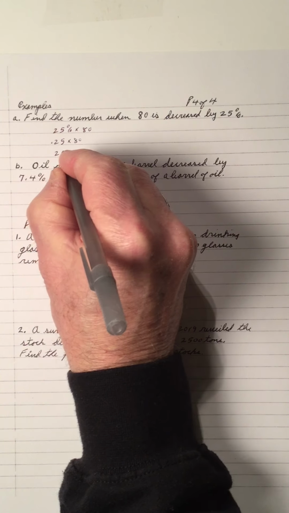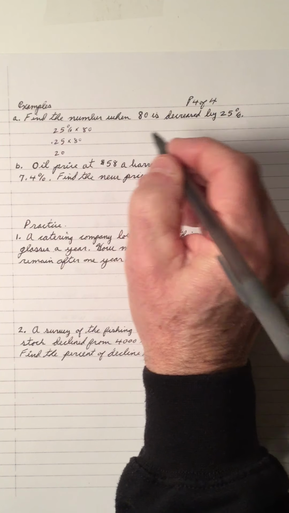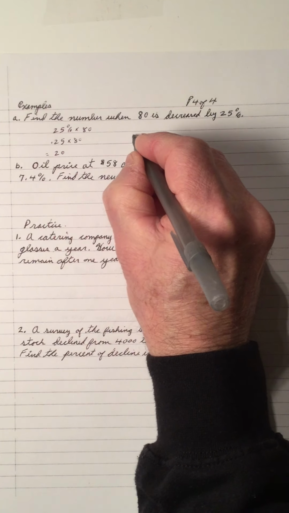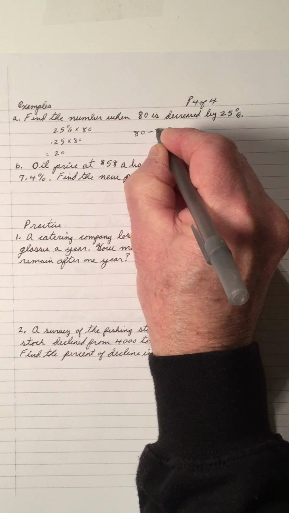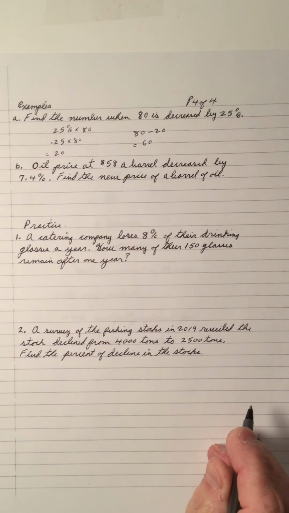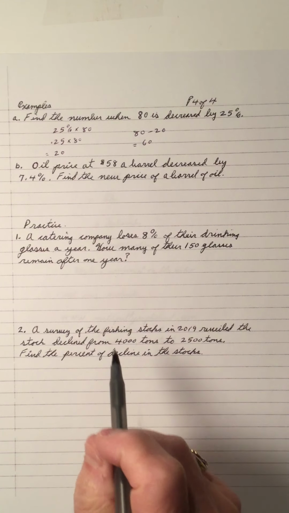20. Notice that 25% is 1/4, and 1/4 of 80 is 20. So there's a decline of 20. You start with 80 and it decreased by 20, so you'll have 60. That's the number when 80 is decreased by 25% off the 80.